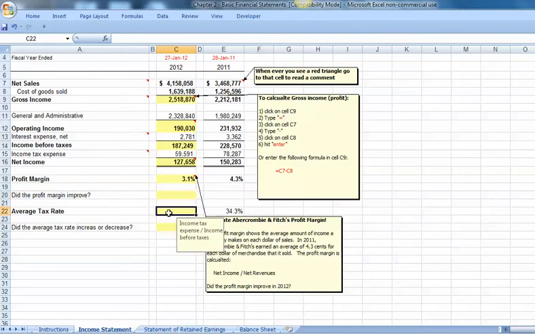Our average tax rate is simply equal to our tax expense divided by our taxable income. And again, answer the question, did our average tax rate increase or decrease between years?